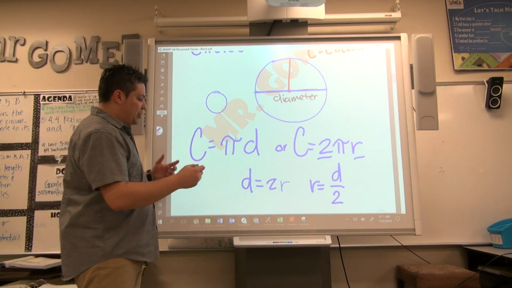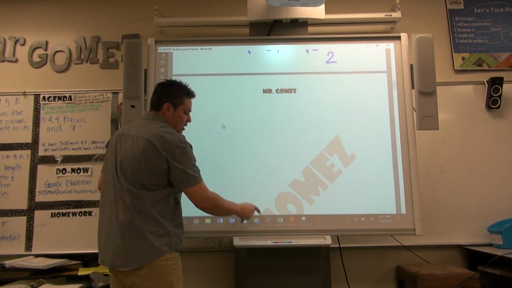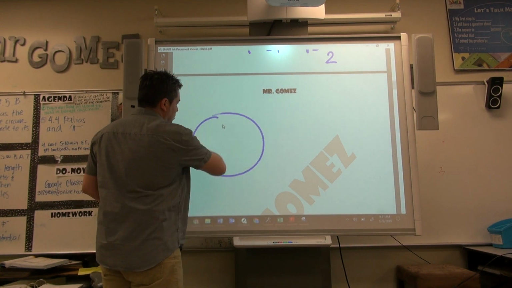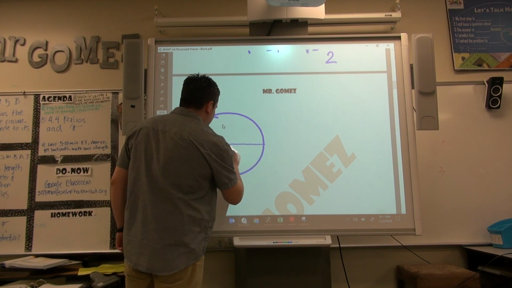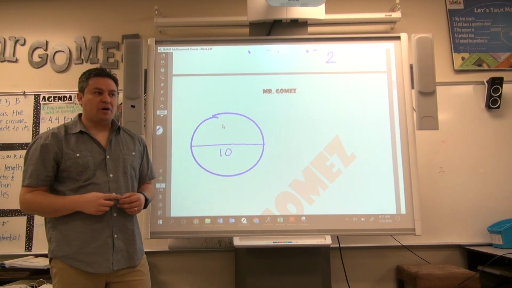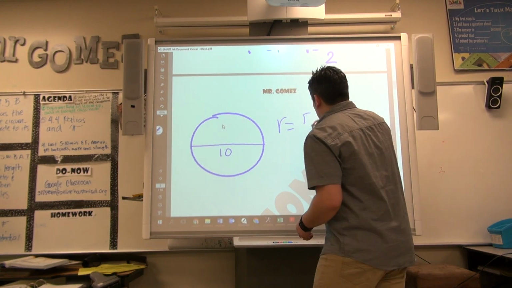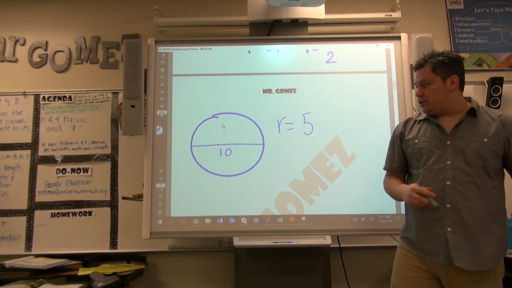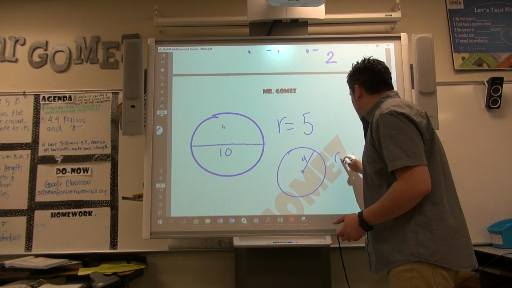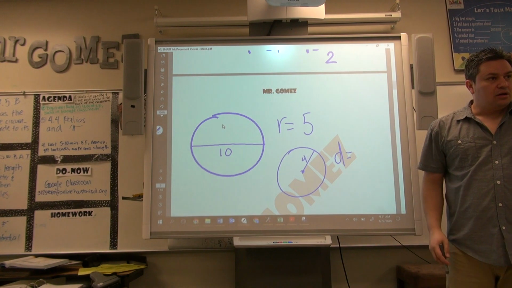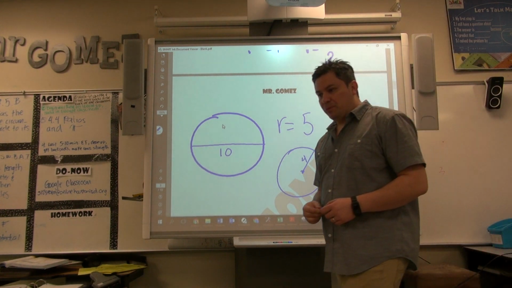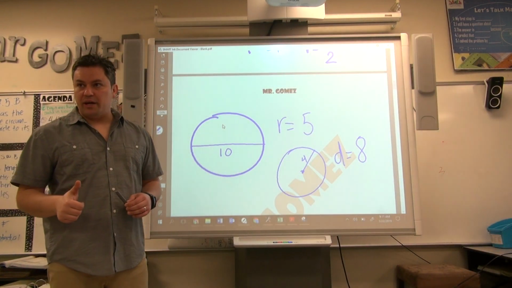If I give you, for instance, if I have a circle and I say the diameter is 10, what's my radius? 5. You can see that, right? And if I tell you that I have a circle and my radius is 4, what's my diameter? 8. Simple? Easy? So far so good?